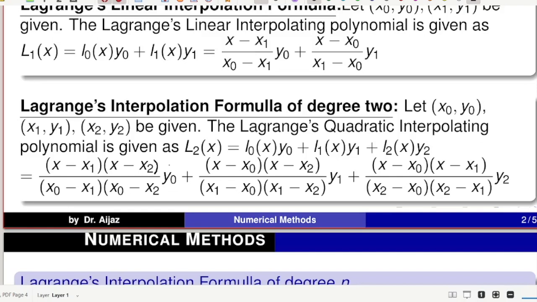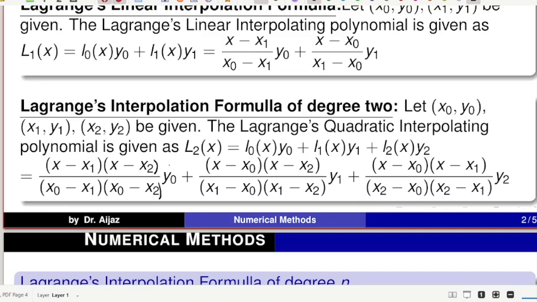So let's again come to L0 of x. So we have skipped x minus x0 in the numerator. So we write only x minus x1 into x minus x2. Now in the denominator, we just replace this x by x0. So we write x0 minus x1. Replace this x by x0. We write x0 minus x2. So that's L0 of x into y0, which is a given point.